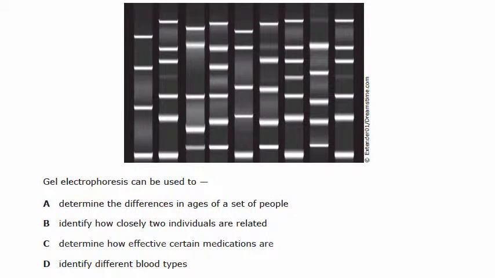Gel electrophoresis can be used to A. Determine the differences in ages of a set of people. B. Identify how closely 2 individuals are related. C. Determine how effective certain medications are. D. Identify different blood types.